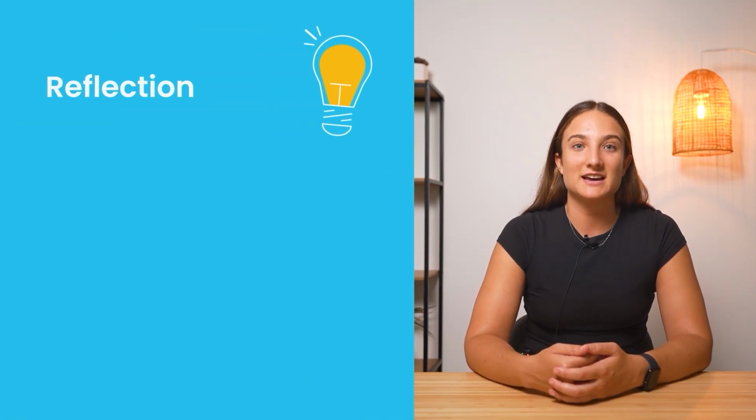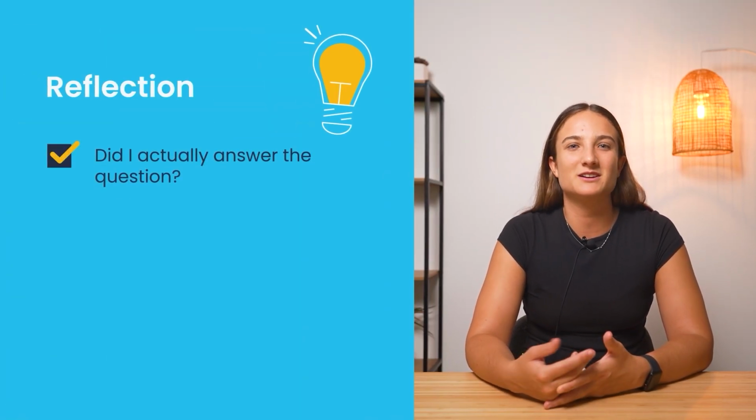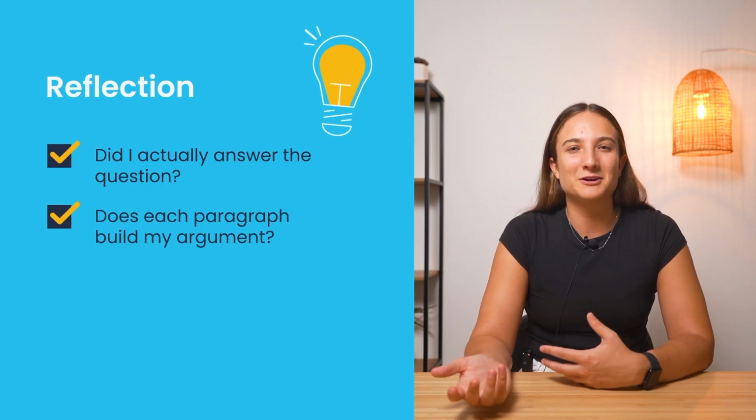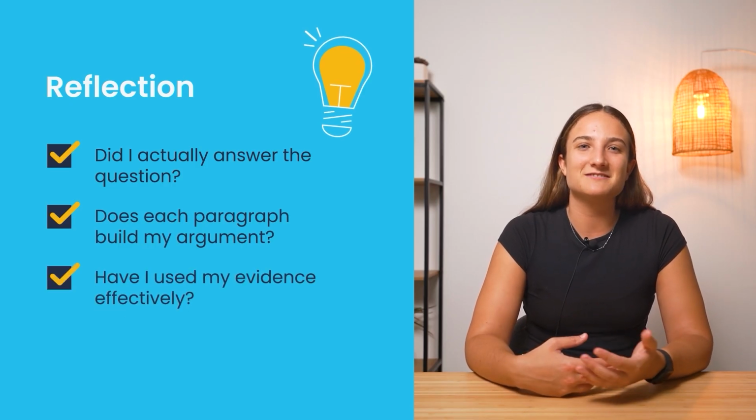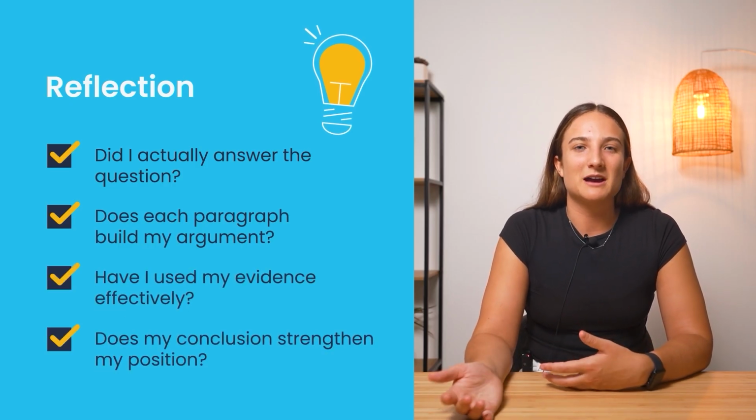The key to effective practice lies in feedback. After each practice essay, ask yourself, did I actually answer the question? Does each paragraph build my argument? Have I used my evidence effectively? And does my conclusion strengthen my position? Then go ahead and record your common mistakes. Maybe you regularly drift off topic in your 3rd paragraph, or you may find that your evidence needs stronger analysis. Identifying these patterns will help you improve systematically.